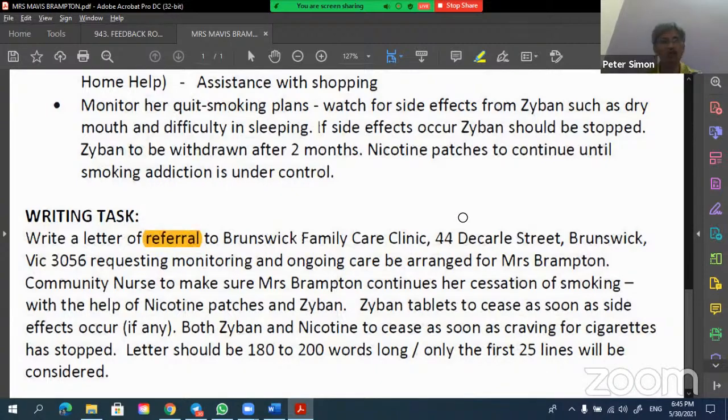So this letter of referral, you are writing to Brunswick Family Care Clinic. Number one. Next, second one is 44 Decarle Street. So this is line number two, you write 44 Decarle Street. Next, number three is Brunswick. So you have to write line number three, Brunswick. And next, line number four is Wick. Wick means Victoria. So Wick 3056. So these four things will go into your address.